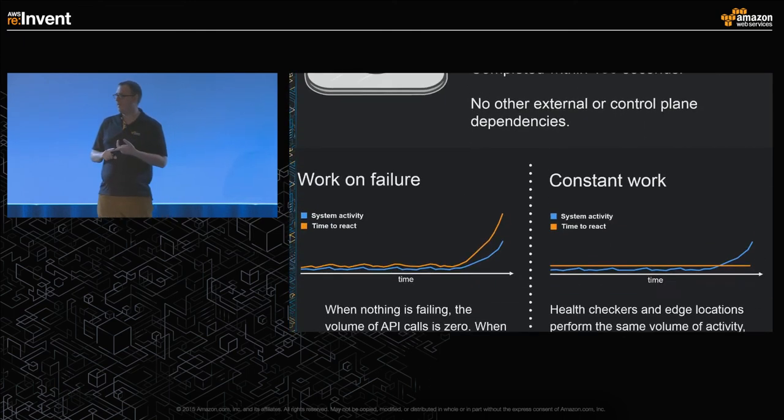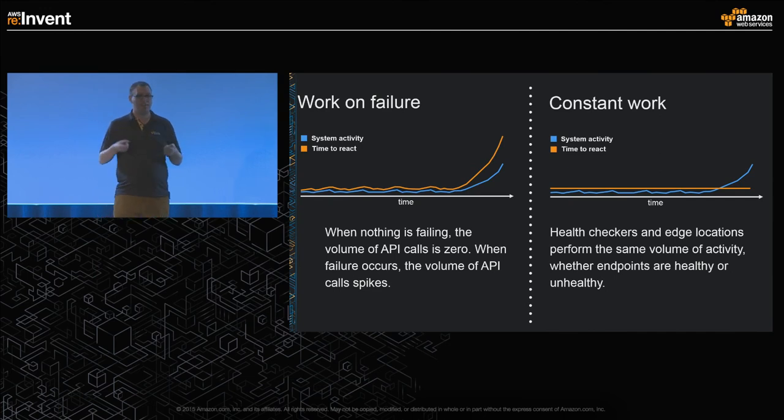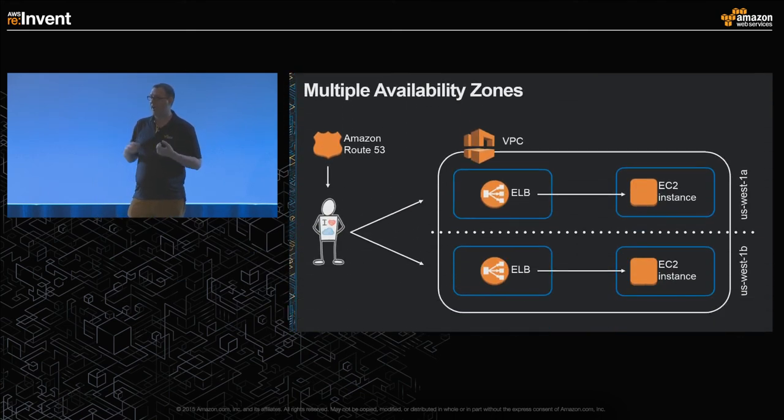That's another example of the constant work pattern that we see with health checks, whether it's those Route 53 health checks or our health checks towards your instances. Instead of a system where, when things go wrong, we suddenly start making a bunch of API calls and generating a bunch of changes that may or may not succeed in the heat of an event, we have systems that just do the same amount of work all the time, whether things are healthy or unhealthy.